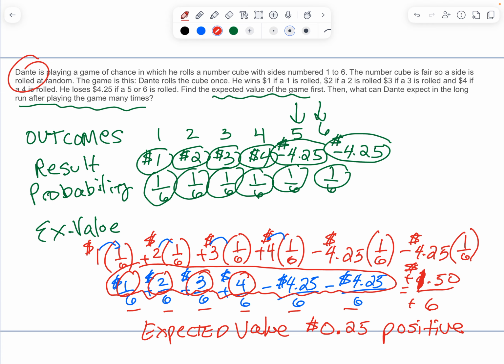So the second part of the question said, then what can Dante expect in the long run after playing the game many times? So he could expect that he would win on average 25 cents, 1/4 of a dollar, per game.